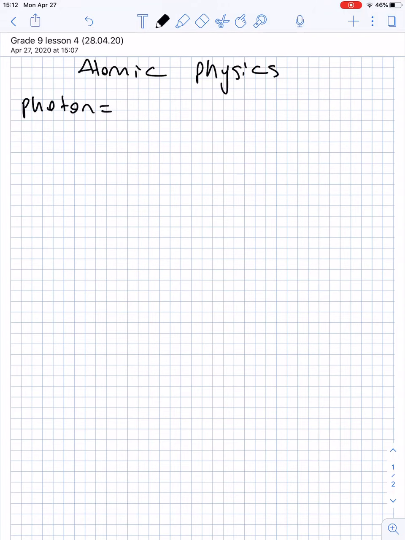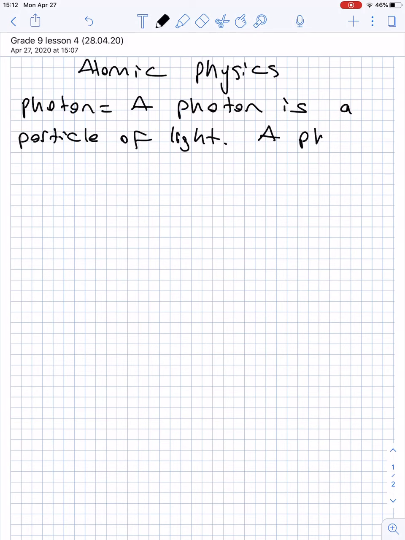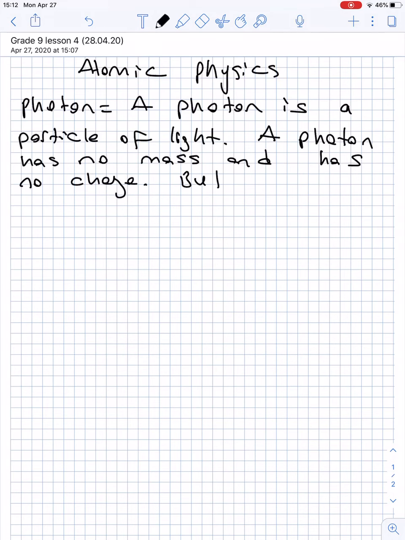Firstly, what is the definition of a photon? A photon is a particle of light. A photon has no mass and has no charge, but it has energy and momentum.